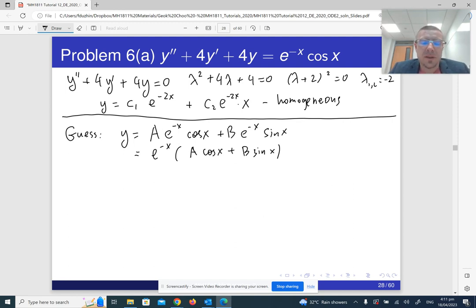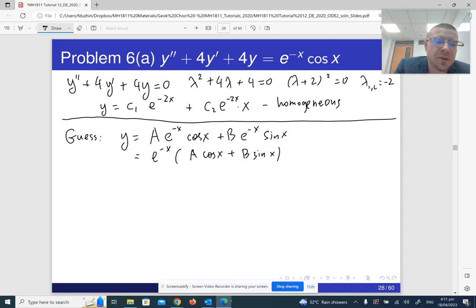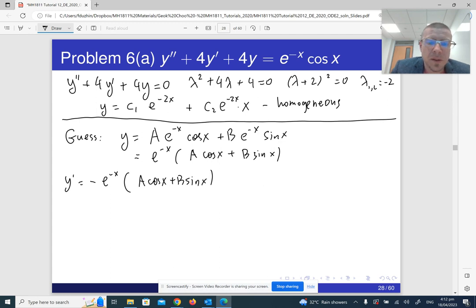Right, so now we've got to find its first derivative and its second derivative and substitute it back into the equation. So the first derivative, y prime, is a product, so we differentiate e to the minus x first: minus e to the minus x times a cos x plus b sine x, plus e to the minus x times, now we differentiate the second multiplier, so minus a sine x and plus b cos x.